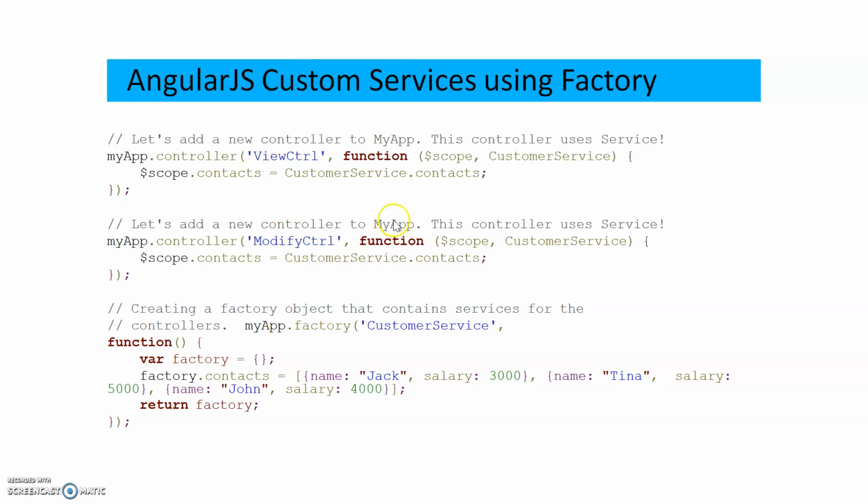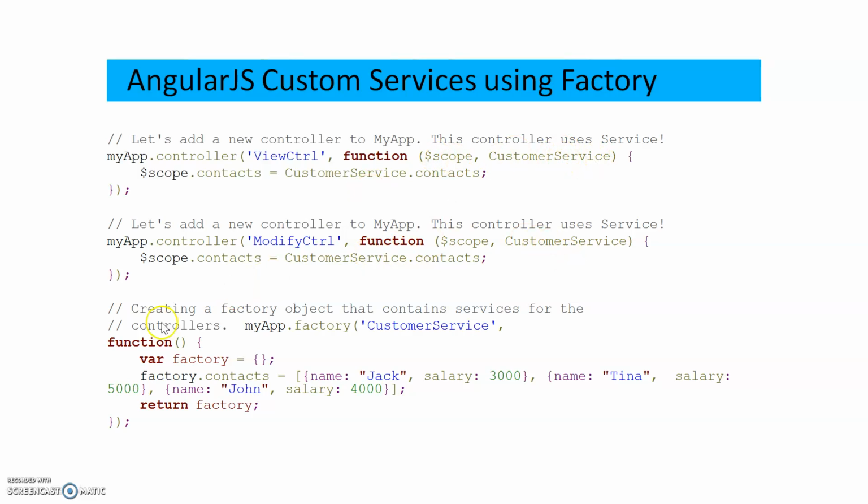And let's add a new controller to my app. One more controller. This controller uses the service. How is the service used? Here customerService.contact is used. The created service is used. So while creating the controller, along with the scope, the service is passed, which will feed the data.